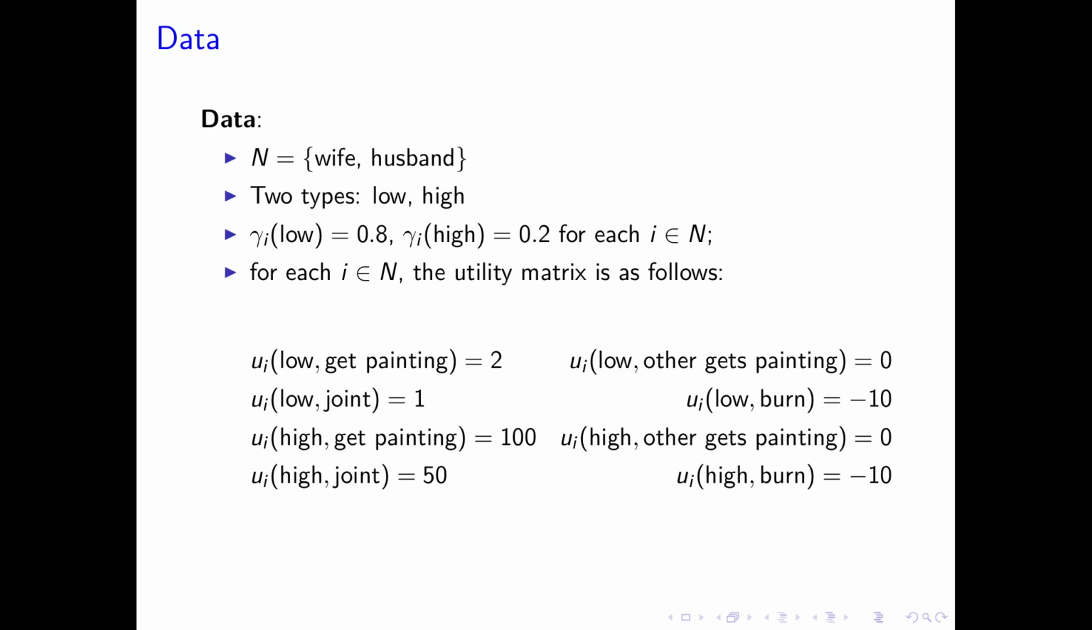The data are the following. The players are the wife and the husband, and they have 2 possible types. Type low, which means not caring a lot about the painting, and type high, which means being very attached to the painting. Each player is of type low with probability 0.8 and of type high with probability 0.2. Then you can see the matrix associating a payoff to each pair of type and outcome.